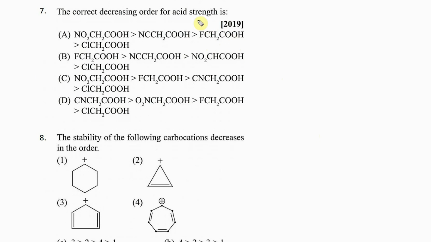Seventh is pretty simple. They are asking you for acidic strength. We want to know the electronegativity. All of them are derivatives of acetic acid: nitroacetic acid, cyanoacetic acid, fluoroacetic acid, chloroacetic acid. We know that nitro is the strongest, followed by cyano. So right there, this is actually a 2019 question. See how simple it is, how fast you can get the answer. Extremely simple.